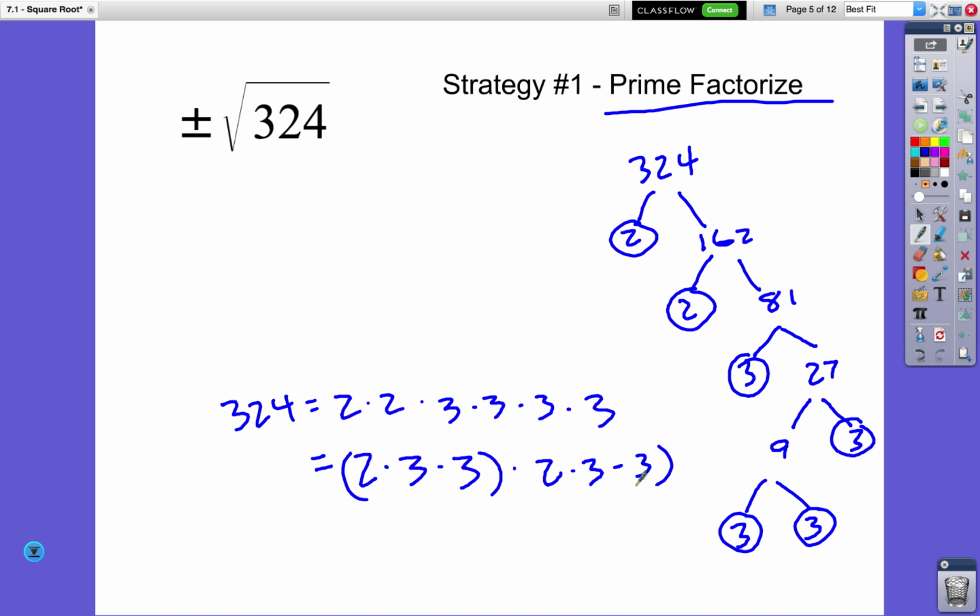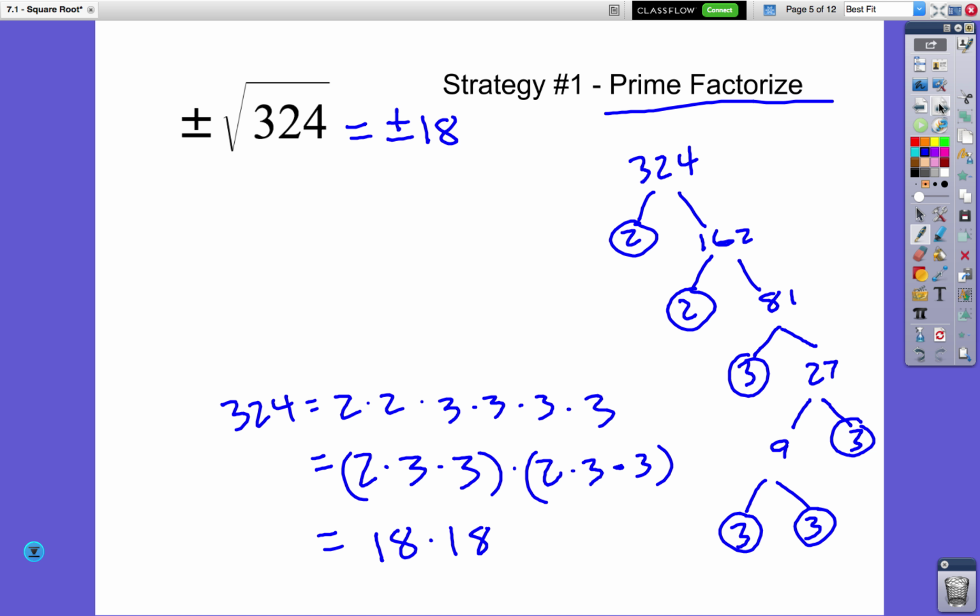and group those together. Essentially what I've done is I've broken up the 6 different factors into 2 of the same grouping, 2 3 3, 2 3 3. Now if I put those back together, 2 times 3 times 3, that's 18. So I find out that 324 is really just 18 times 18 in disguise. So now I've got my answer. I can go back up here and say, okay, the answer is positive or negative 18.